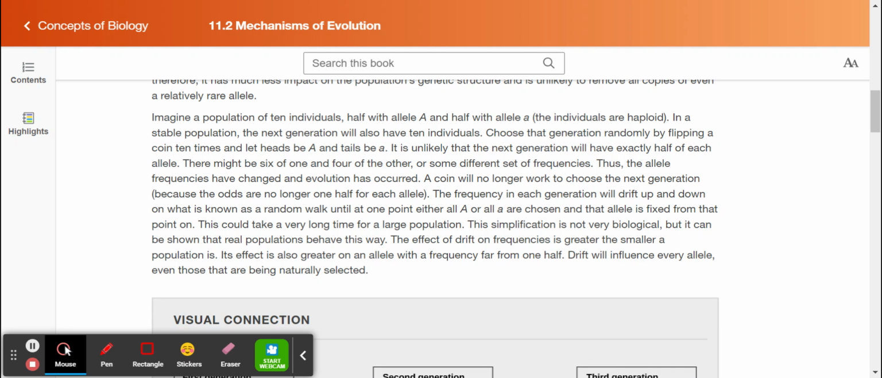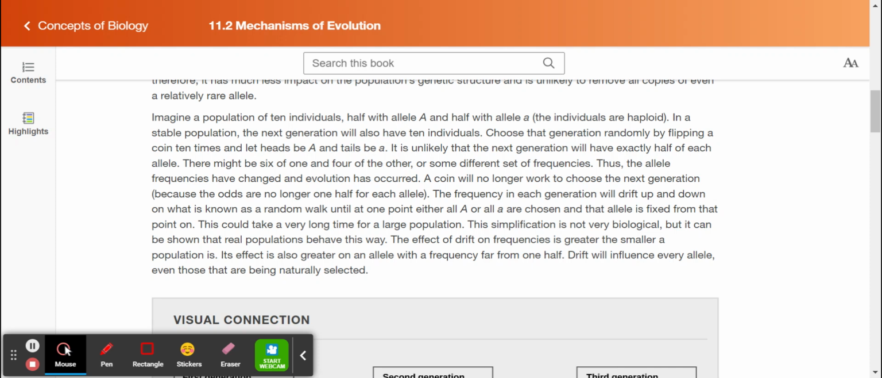There might be 6 of one and 4 of the other, or some different set of frequencies. Thus, the allele frequencies have changed and evolution has occurred. A coin will no longer work to choose the next generation because the odds are no longer 1/2 for each allele. The frequency in each generation will drift up and down on what is known as a random walk, until at one point either all capital A or all lowercase a are chosen, and that allele is fixed from that point on. This could take a very long time for a large population.